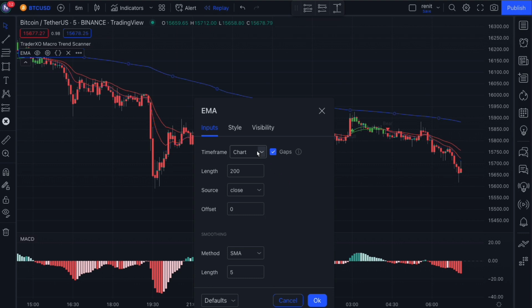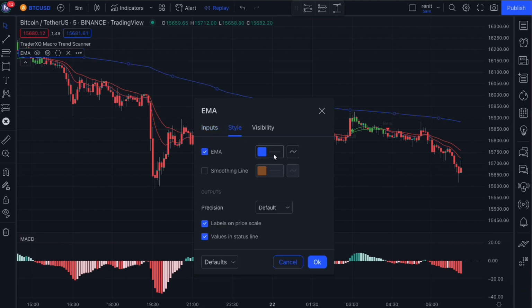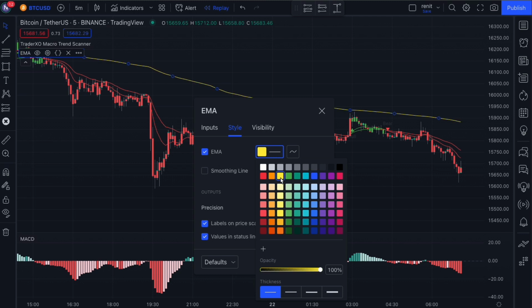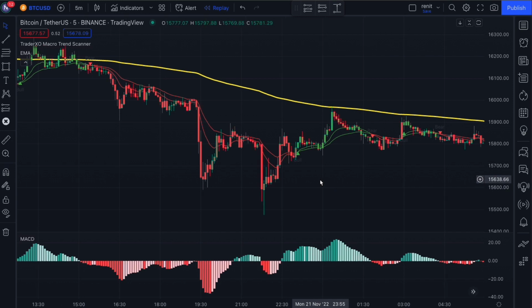Now in the style section, I'm going to change the line's color and thickness. I chose yellow as it's the easiest color for me to see against the dark blue background, but you're welcome to have any color you'd like. I also changed the line thickness to the second highest option. Now as you can see, the line is in sync with the general trend of the market, but it ignores these random dips and bumps.